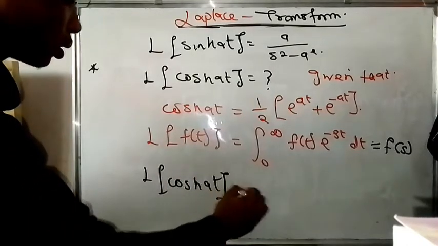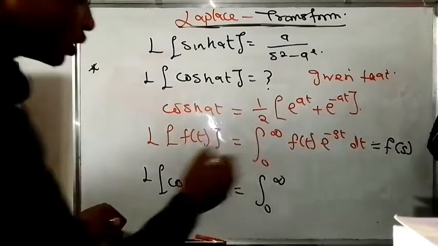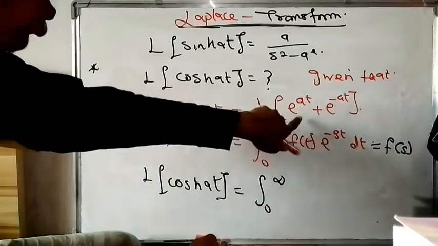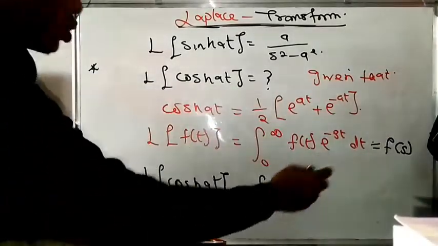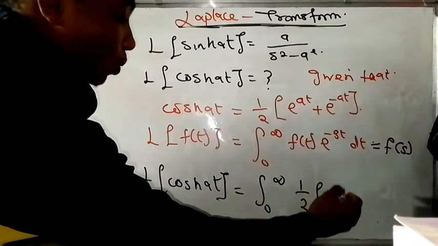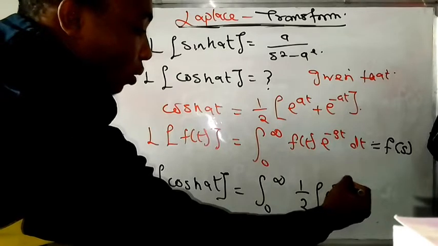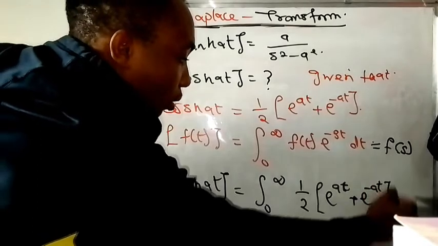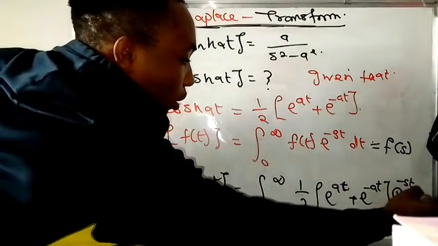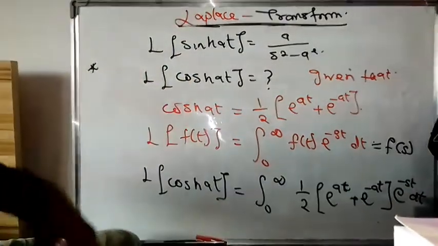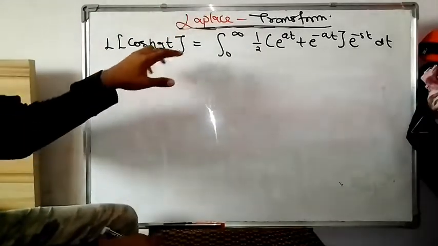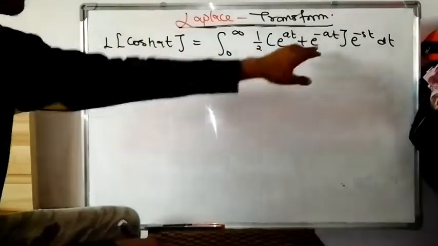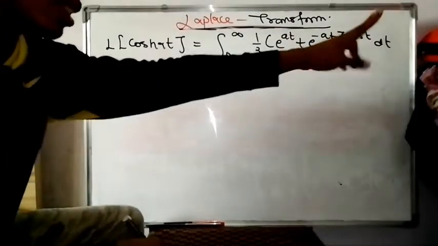So Laplace of cosh at is equal to the integral from 0 to infinity. Now instead of representing cosh at, we can say cosh at is equal to 1 over 2 times exponential at plus exponential minus at. So putting this in, we have 1 over 2 open bracket exponential at plus exponential minus at, times exponential minus st dt. Like I said, I've replaced cosh at with 1 over 2 exponential at plus exponential minus at, times exponential minus st dt. So this is what we have.